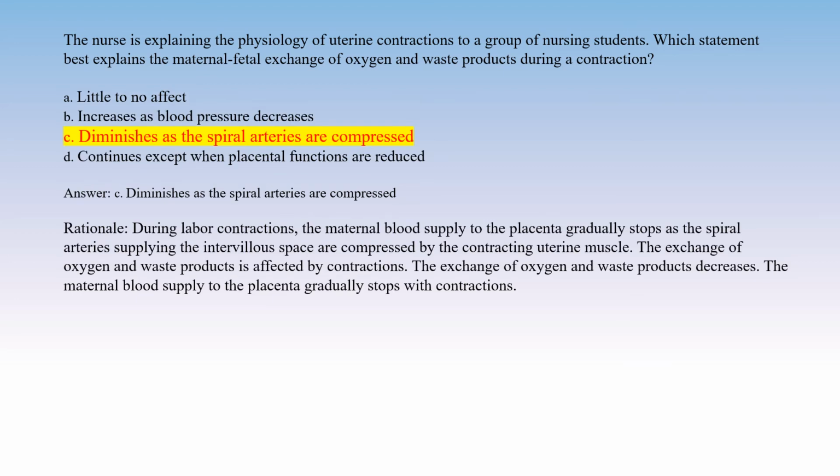Answer. C. Diminishes as the spiral arteries are compressed. Rationale. During labor contractions, the maternal blood supply to the placenta gradually stops as the spiral arteries supplying the intervillous space are compressed by the contracting uterine muscle. The exchange of oxygen and waste products is affected by contractions. The exchange of oxygen and waste products decreases. The maternal blood supply to the placenta gradually stops with contractions.